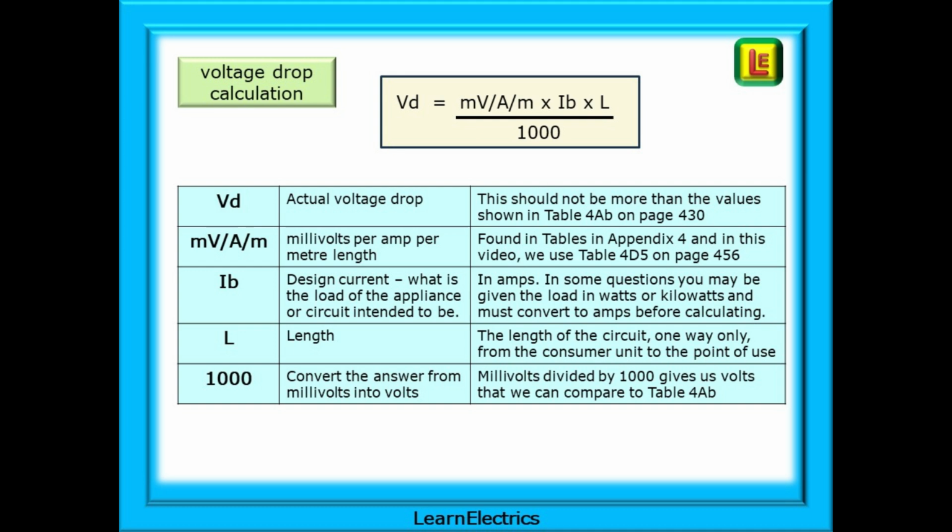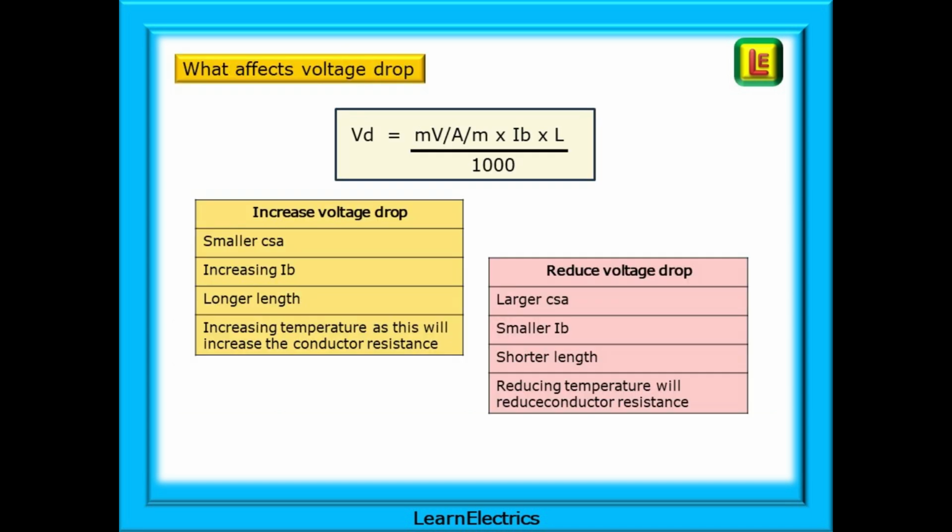Here is the actual equation. Pause the video for a minute or two and become familiar with what the symbols actually mean. We should consider what affects the voltage drop. Smaller conductor size, bigger design currents, and longer lengths will all increase the voltage drop. In other words, make it worse. Having a larger CSA, a smaller IB or design current, and a shorter length will all improve things and reduce the voltage drop.